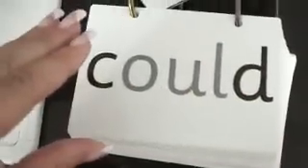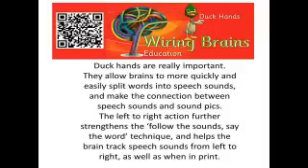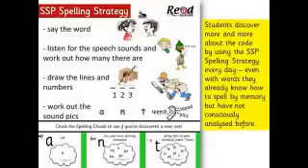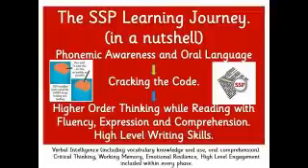And what we do with an SSP to further help with this fast mapping is we use duck hands. Here's my duck hand. So what we're doing is every time we say the speech sound in the word, we use our duck hand and we go from left to right. So could, if I didn't see it, I would go k or d. There we go. So k or d.